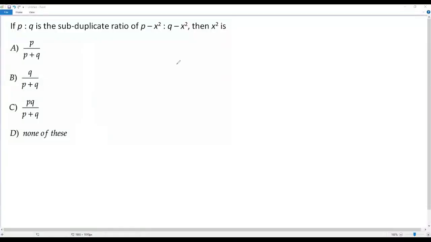Here we have a problem on ratio. Okay, let's go through the information. If P to Q is a subduplicate ratio of P minus x square to Q minus x square, then x square is... Okay, using the given information, we have to solve for x square.